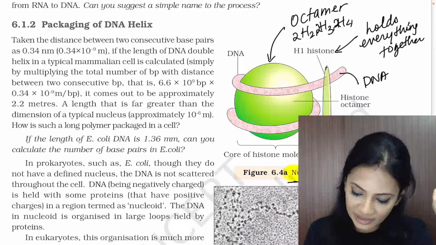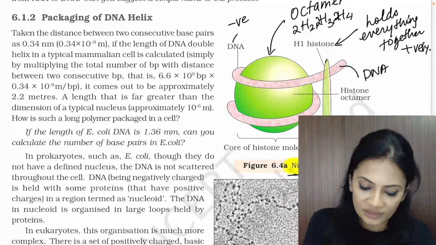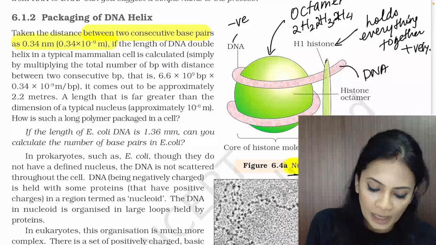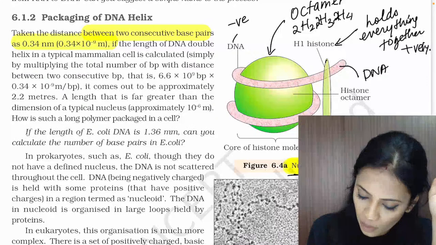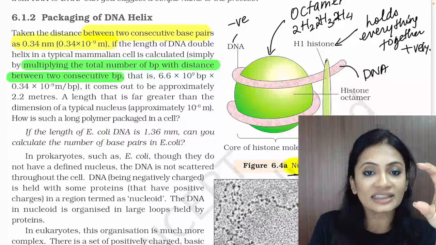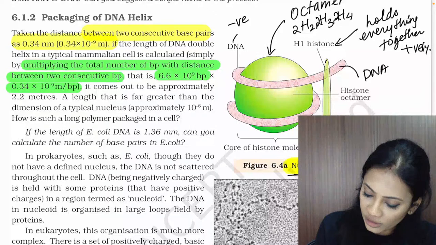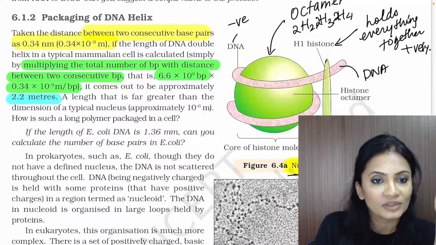DNA is negatively charged and the histone is positively charged. So, we see here, distance between two base pairs, 0.34. How do you calculate the length of a DNA molecule? You will multiply the total number of base pairs by the distance between two base pairs. How many base pairs in human diploid cells? 6.6 into 10 raised to 9. Distance between two, 0.34. So total human diploid DNA is going to be 2.2 meters. Clear? All right.